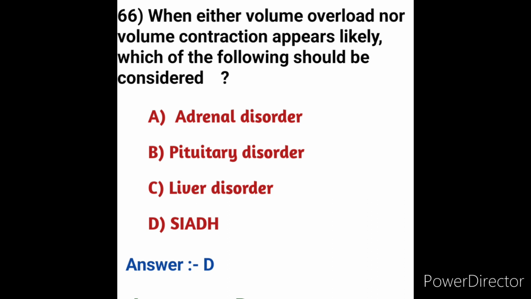Symptoms include nausea or vomiting, cramps or tremors, memory impairment, confusion and irritability, seizures, and also some personality changes, and finally they may go into coma. So here option D, SIADH, is the correct answer. Next we will move on to question number 67.